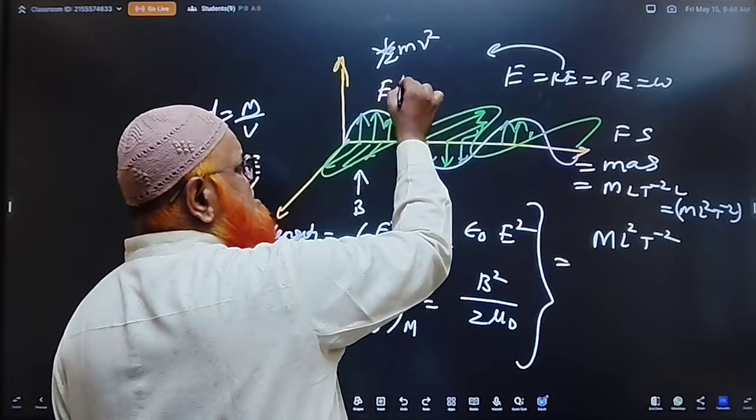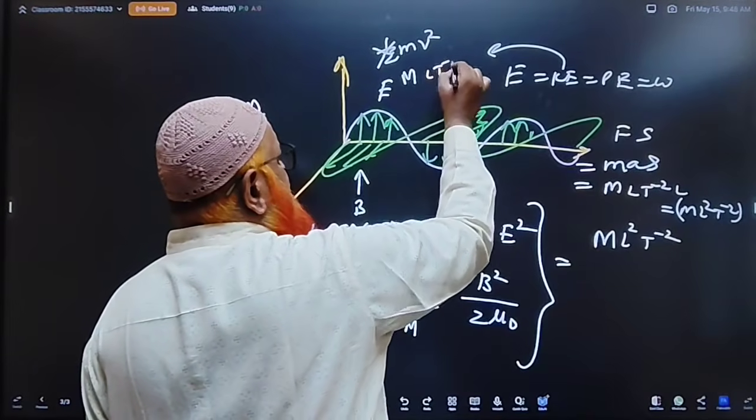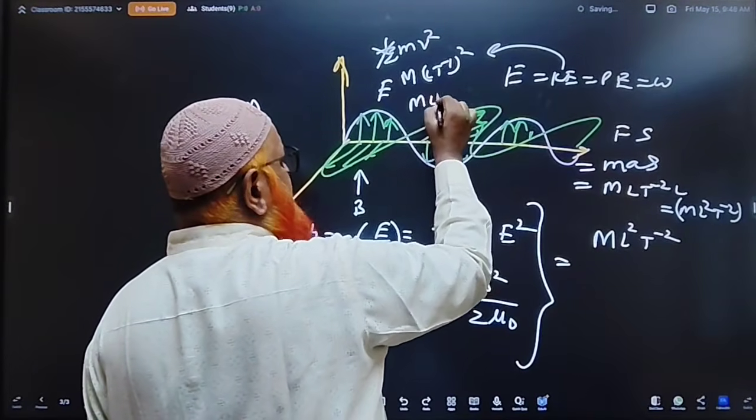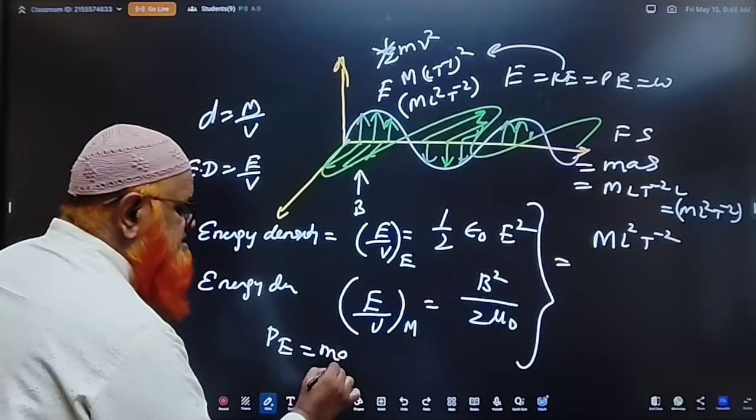Half does not have any dimensions. M and L velocity is nothing but how much? LT power minus 1 whole square. So ML square T power minus 2. Okay. So what is the dimensional formula for potential energy?